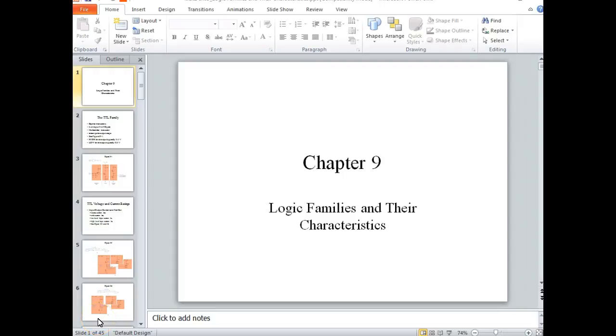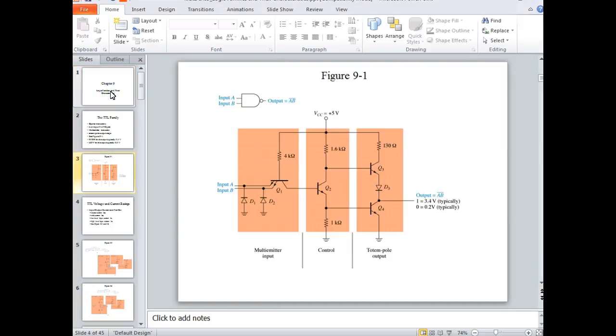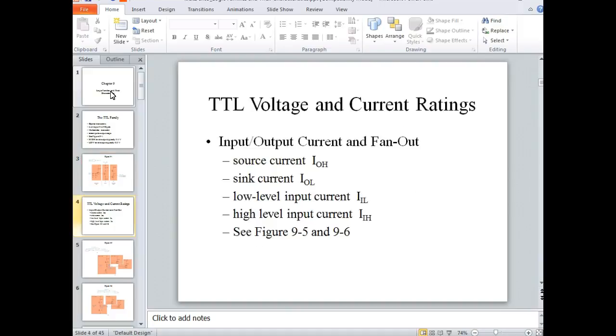Working inside chapter 9, which deals with logic family characteristics, y'all have to help me remember where we were at. We went over the basic makeup of a standard TTL gate. So this would be a 2-input NAND gate. We talked about the input current high, input current low, output current high, output current low, sinking and sourcing. Are you okay on those terms? Okay. Then we talked about the input current low and the input current high.